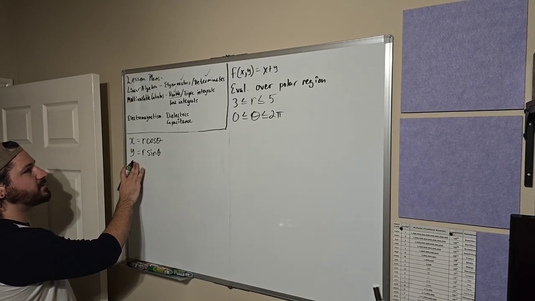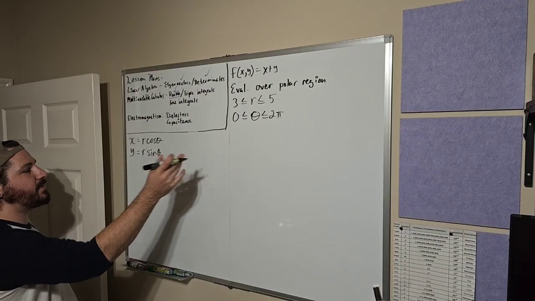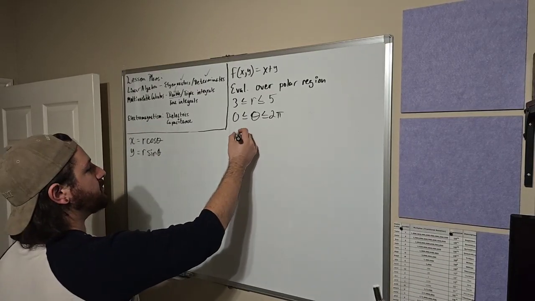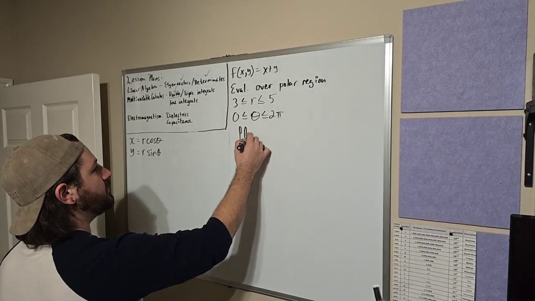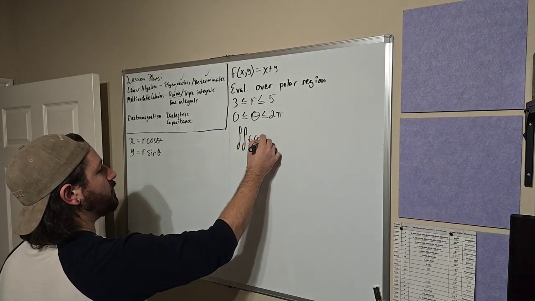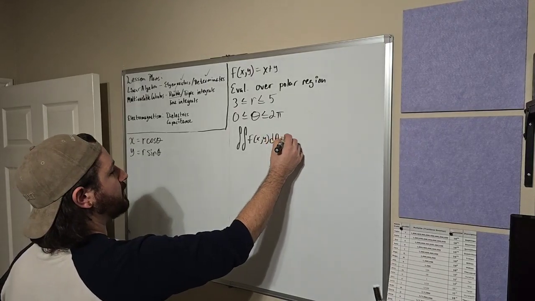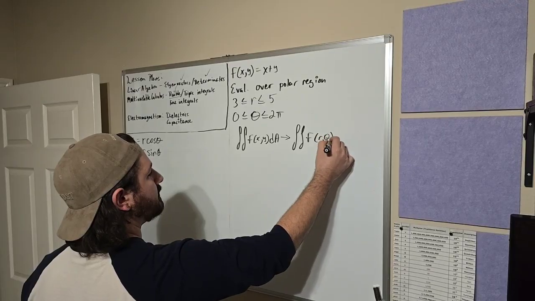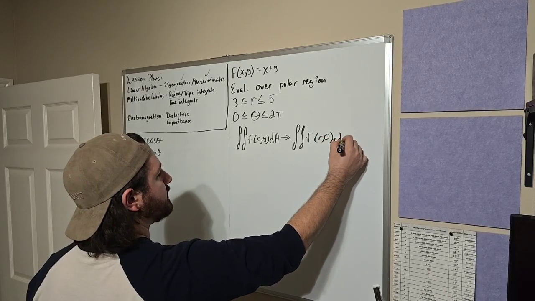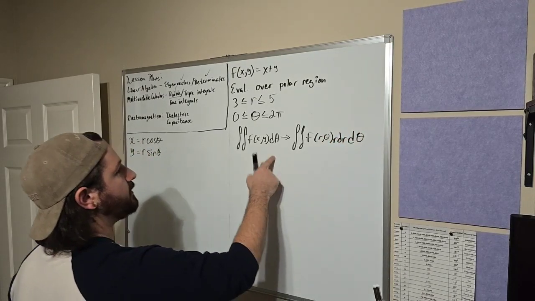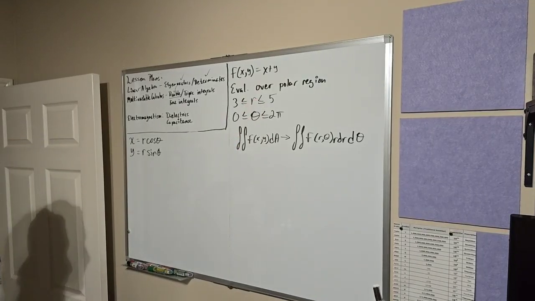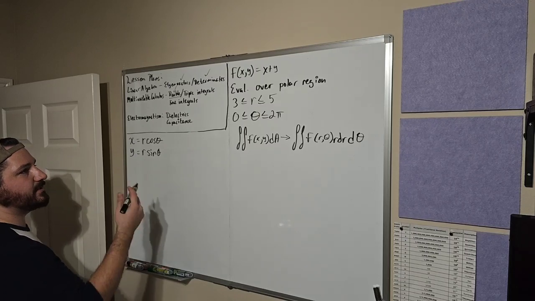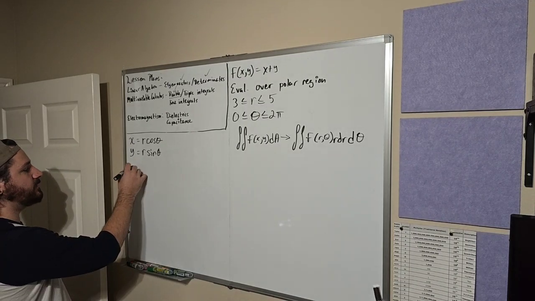If we know that this is true, we already have our bounds in r's and thetas, so this is actually not too bad. Originally we had the double integral of f of x y dA, and we want to change that to the double integral of f of r theta, r dr d theta. That's what we're trying to do when we go from Cartesian to polar. So we're going to plug this in for x and y, and then we should have everything we need to start solving this integral.